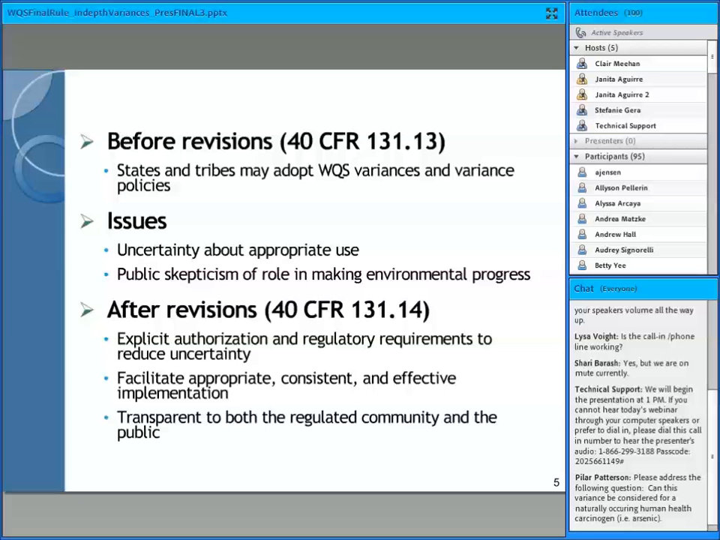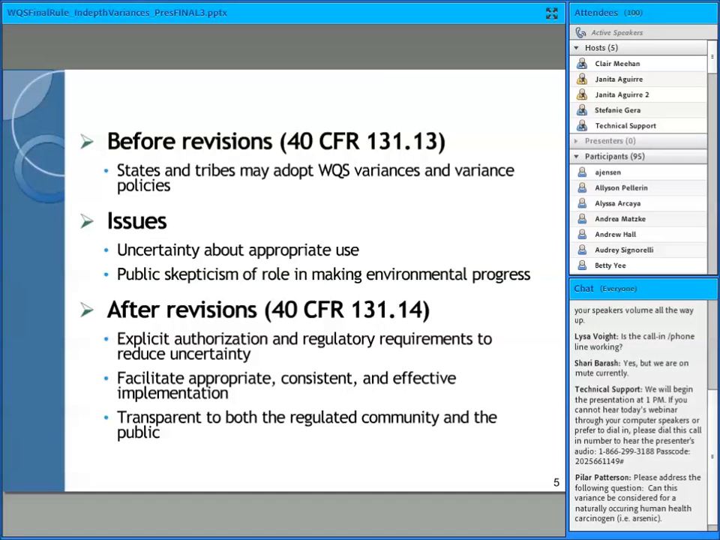Before we move to the next slide, I want to clarify the difference between these federal regulations on variances, a variance itself, and a state variance policy. To be clear, states and tribes do not need a variance authorizing provision in their water quality standards to utilize variances. The federal regulation at 131.14 provides such authorization.